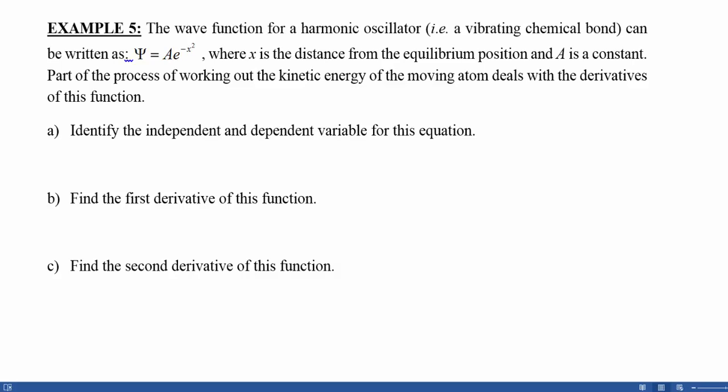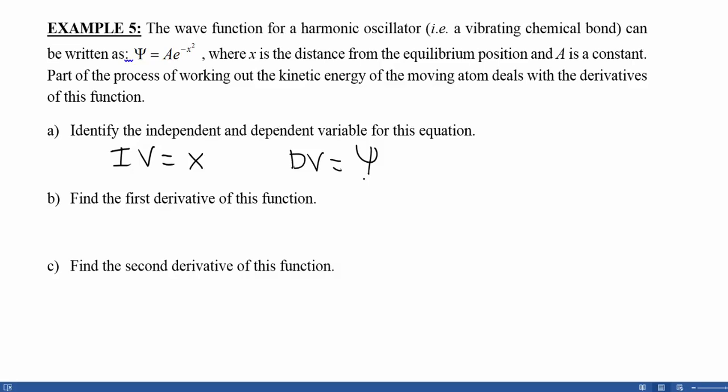So here, I was told that a is a constant, and I also know that e is a number. Since x is the distance from the equilibrium position, x must be my independent variable. So my independent variable is x, and my dependent variable is this funny looking thing on the left, which is psi. It's a Greek letter used when we talk about the wave equation.